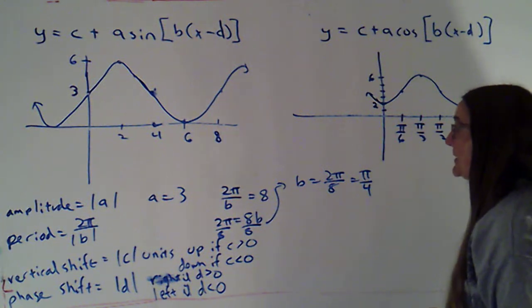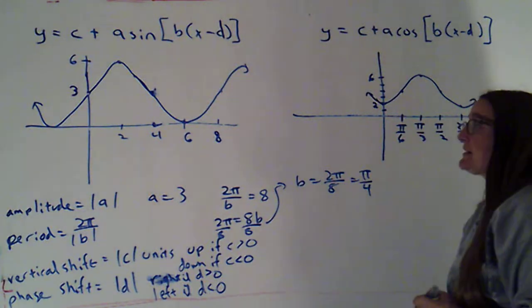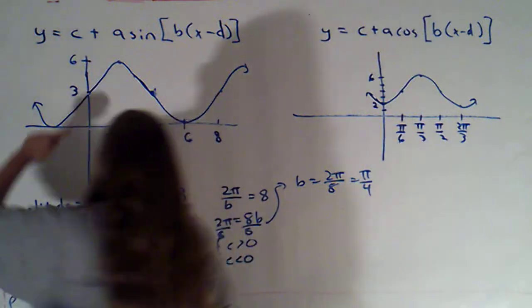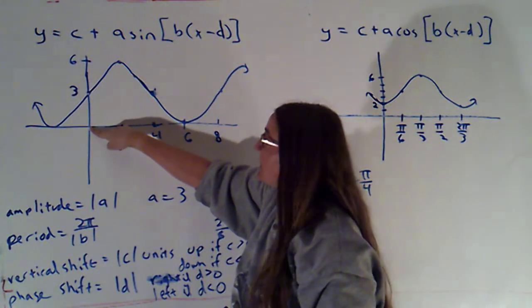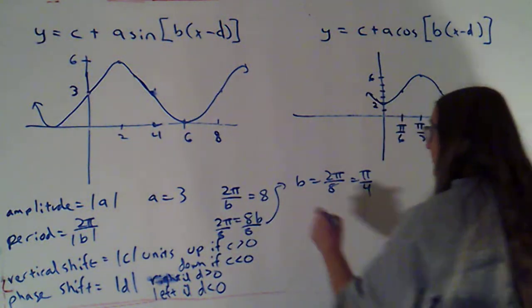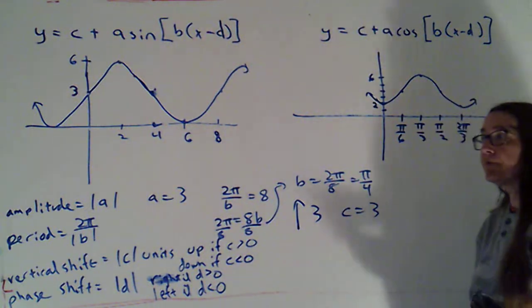Excellent. Now c, that was the vertical shift. So I want to see how much I've shifted things up or down. Looks like I've moved things up. And I want to focus on this middle value. The middle value would have normally for sine been here at 0. It's now at 3. So it looks like we've moved things up 3. If we move things up 3, that means c is a positive 3.